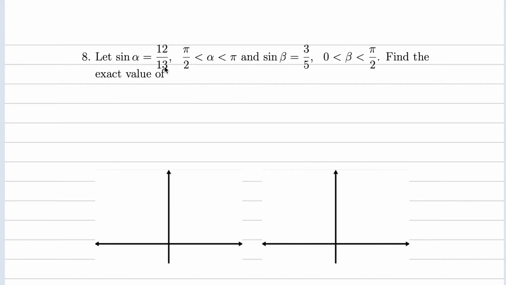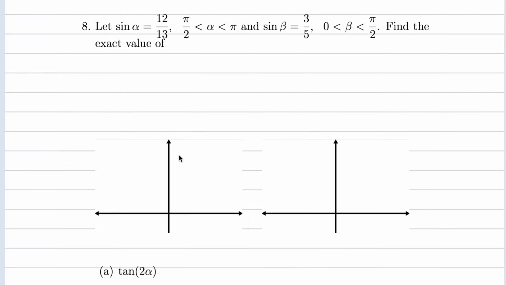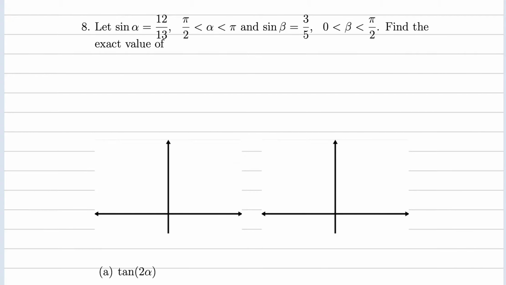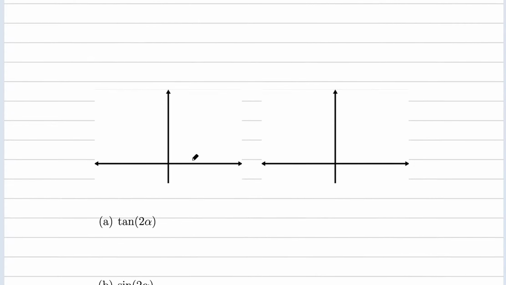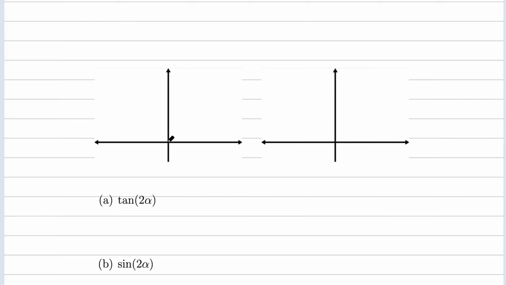Okay, so these 12 over 13 and 3 over 5 are not values that we can find on the unit circle. That means the angles alpha and beta are not standard angles like 30, 45, 60, 120, 135, etc. So what we have to do, based on this angle, is draw a right triangle, and we do the same thing here. Sine alpha is 12 over 13, alpha is in the second quadrant, so just draw an angle.